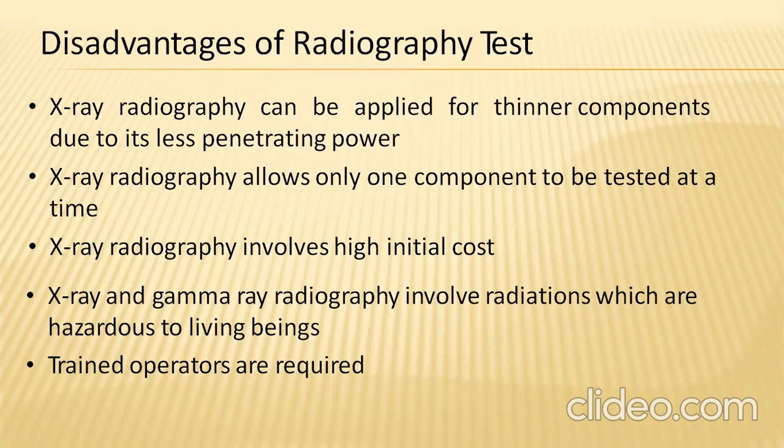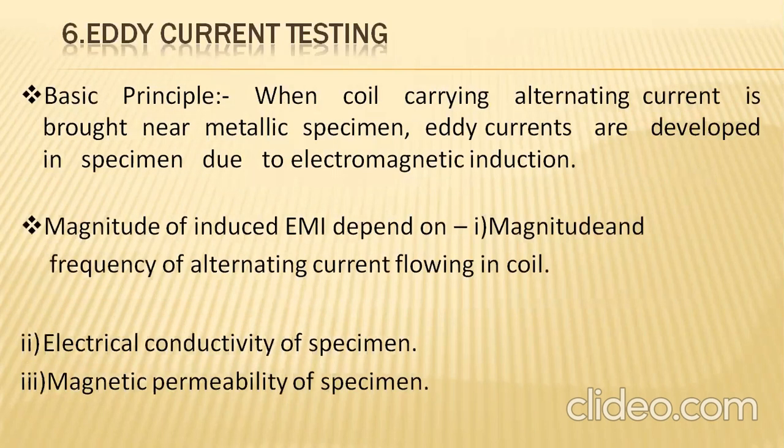And regarding the economic point of view, the initial equipment setup is very high in cost. And these radiographic methods, X-rays and gamma rays, are very hazardous, leading to skin rashes or other skin problems. Only trained or skilled persons are required to operate these machines, and that too only in enclosed areas. So these are the disadvantages related to radiographic technology.